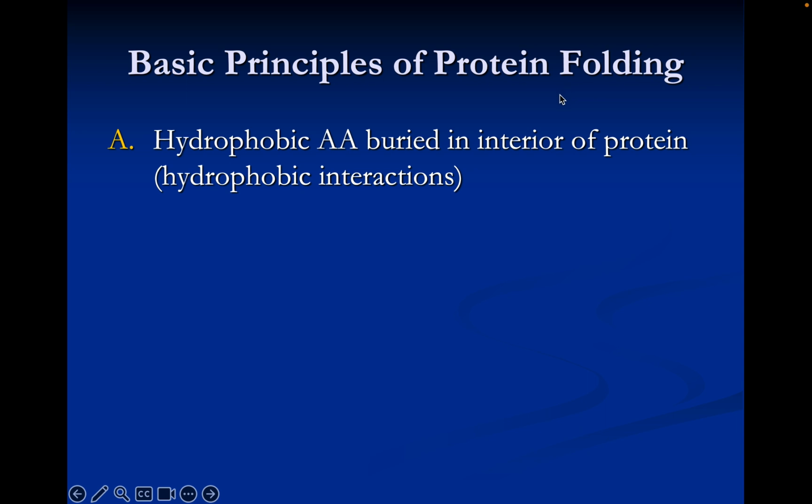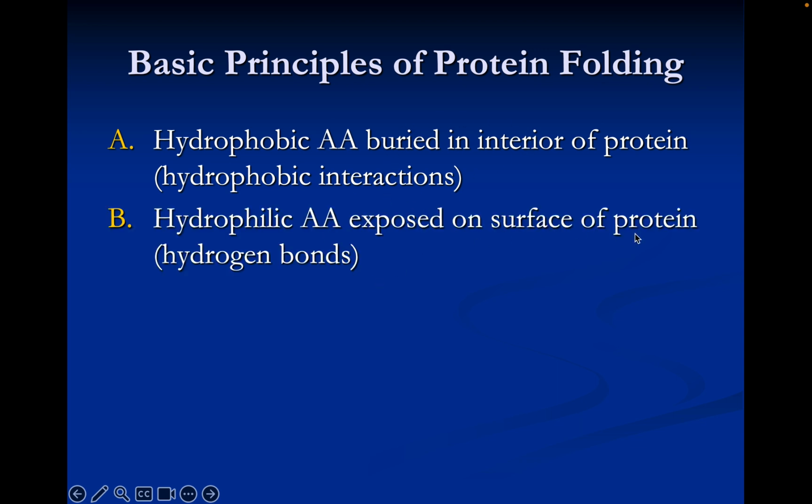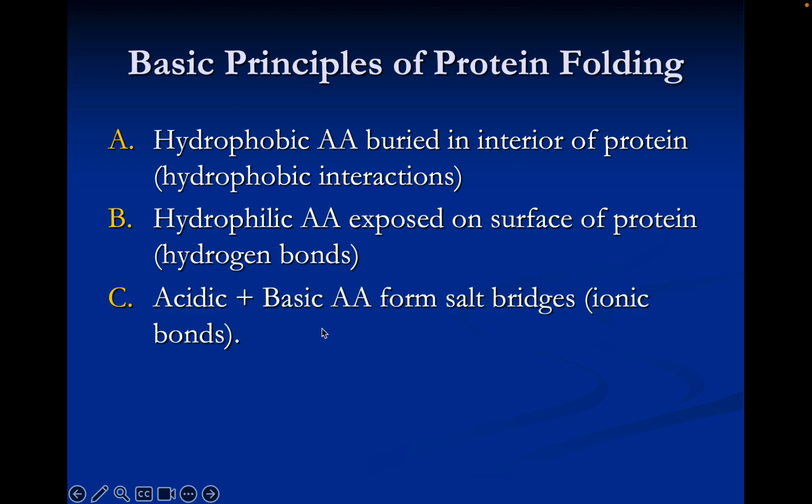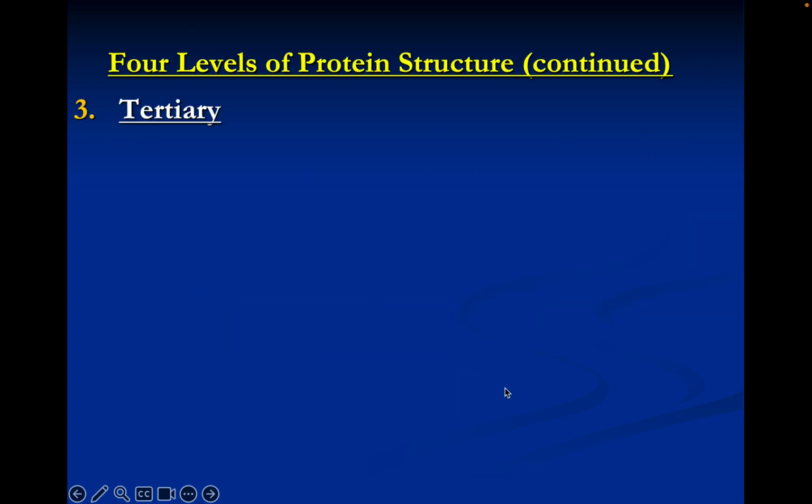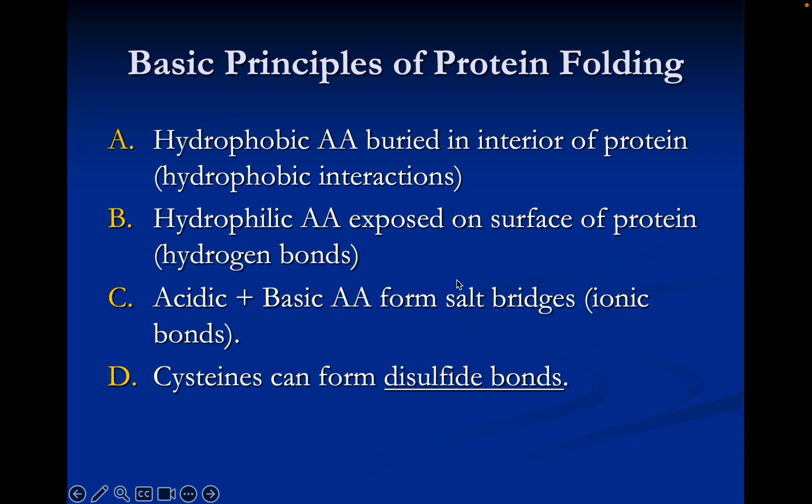The basic principles of protein folding are that hydrophobic amino acids are buried in the center of the protein, and hydrophilic ones are exposed on the surface, right? Now, most of life occurs in water, which is why proteins are shaped this way. Acidic and basic amino acids form salt bridges or ionic bonds, and cysteines can form disulfide bonds. A cysteine is one type of amino acid.